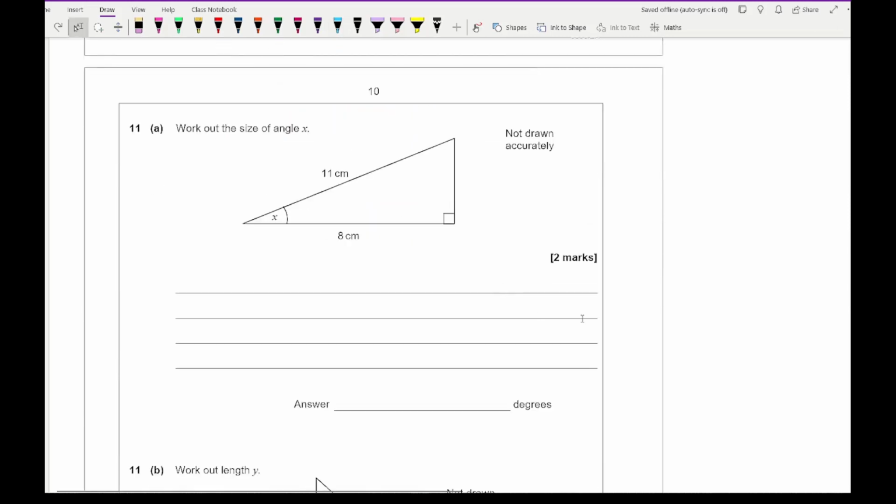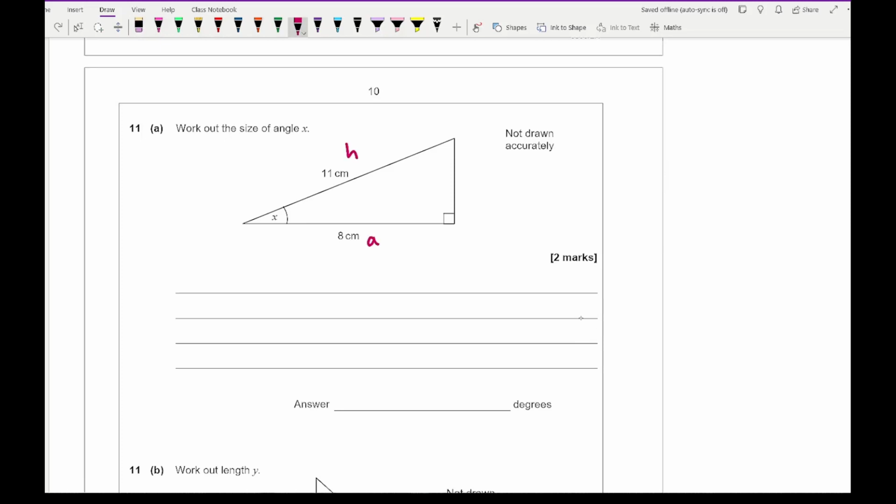Moving on to question 11, it says work out the size of angle x. So for this, what we need to do is use a bit of trig. Now you could use Pythagoras to work out what this length here is going to be, which I'm going to call O, but again, totally unnecessary. So if we just label the sides that we do know, and so long as your answer is correct, then that is going to be absolutely fine.